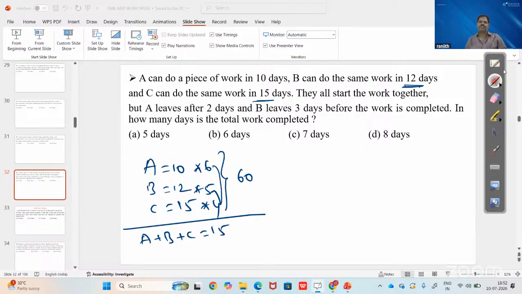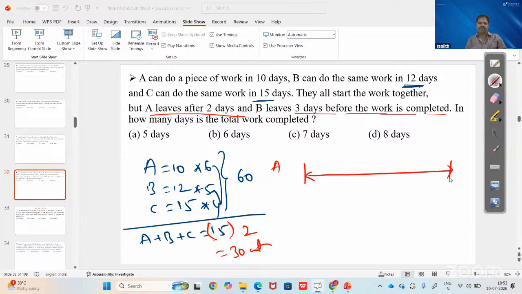Now the question is, they all start work together, but A leaves after 2 days. In the sense, these three work for 2 days. 15 twos are 30 units of work is completed. And B leaves 3 days before the work is completed. This is the total work. A, B, C work for how many days? 3 days.